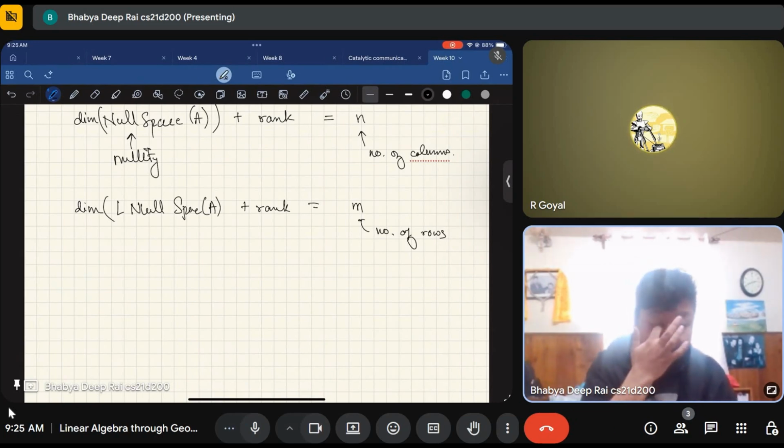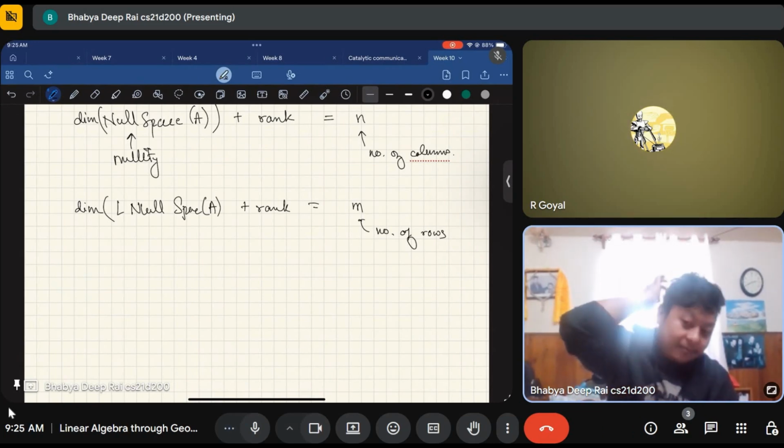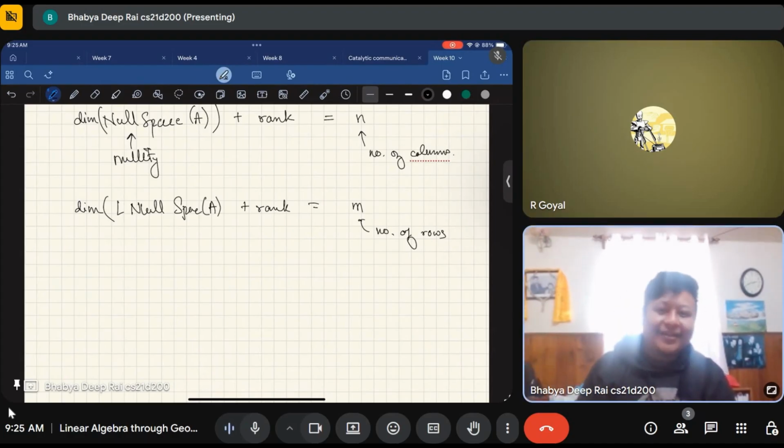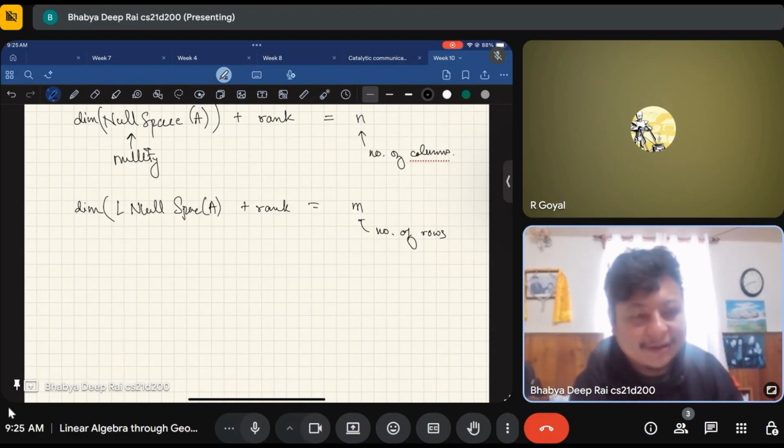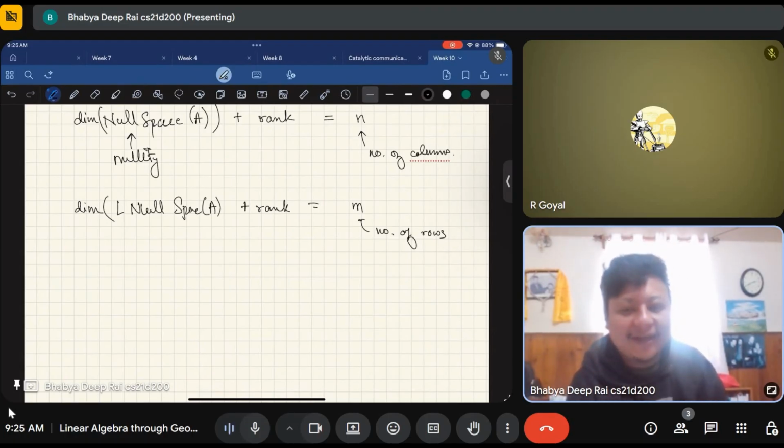Okay. Now, why is this interesting? Because nullity is a measure of the dimension of the system. In other words, if you have a system of equations and let's say there is a unique solution, it means the rank is full.